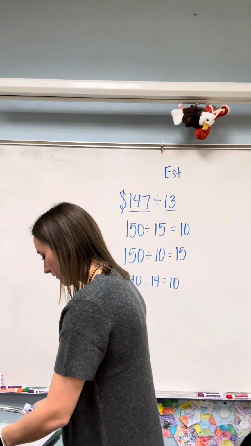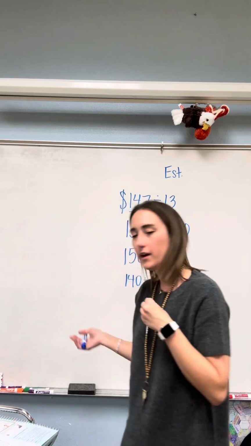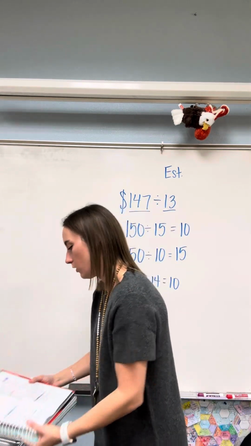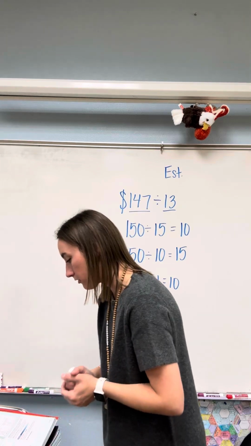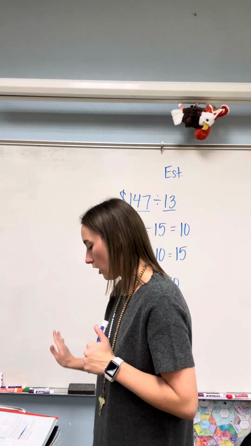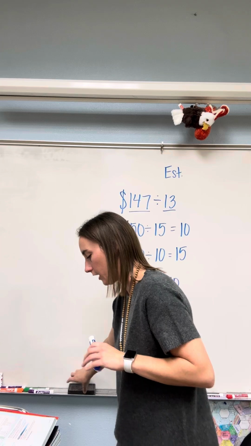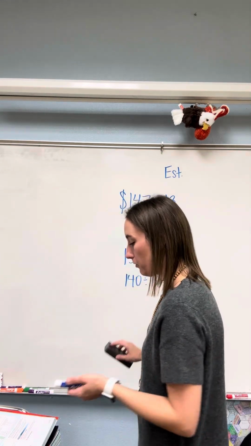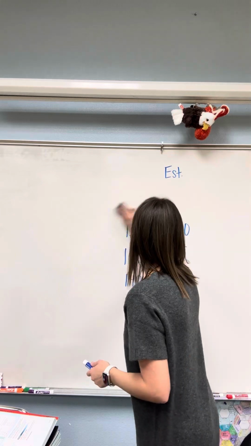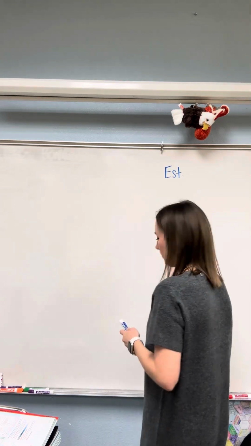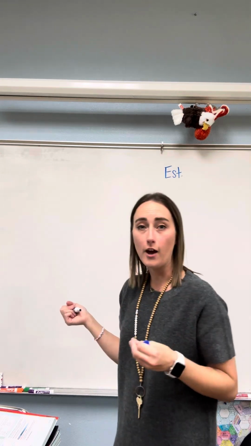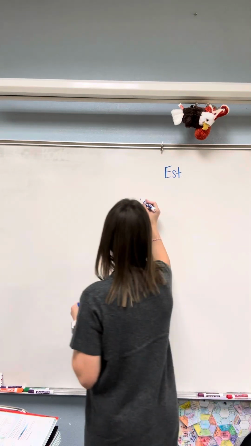On the next page, they give us another example of how we can estimate. So we're just going to go right along to the problems on page 197. Sorry, guys. On page 197, we're going to estimate using compatible numbers. So let's look at number 2. Let me erase this real quick. Number 2 says 287 divided by 42.